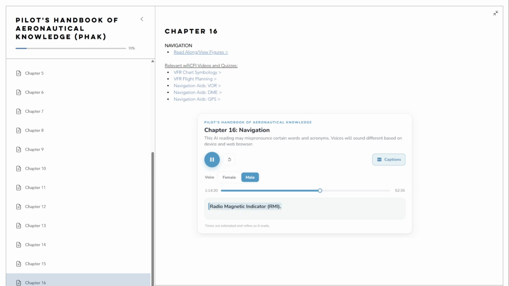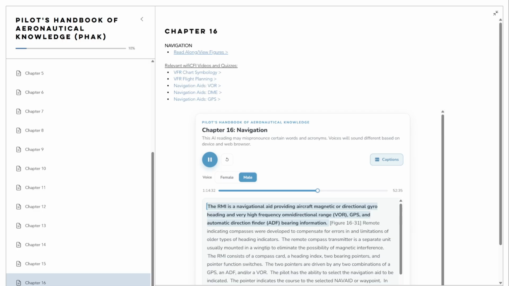Radio Magnetic Indicator, RMI. The RMI is a navigational aid providing aircraft magnetic or directional gyro heading and very high frequency omnidirectional range (VOR), GPS, and automatic direction finder (ADF) bearing information.